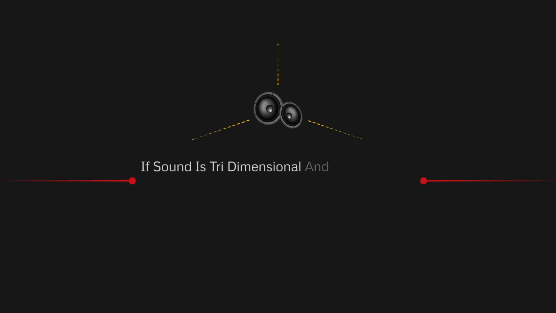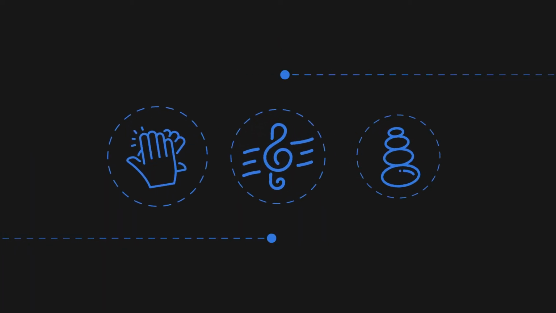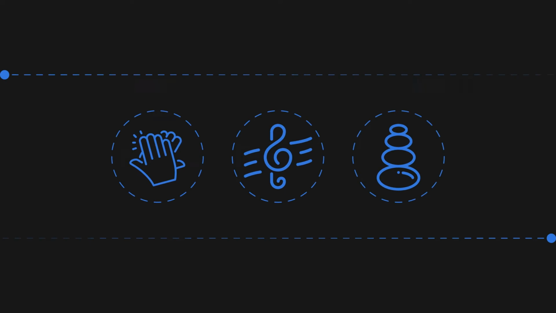If sound is tridimensional, and the sevenths that form all the music in the world can be formed out of a cube, then music is tridimensional. The three dimensions of music, the DNA of music, are its rhythm, melody, and harmony.